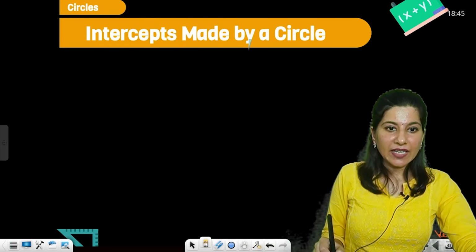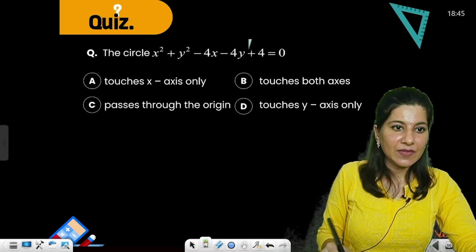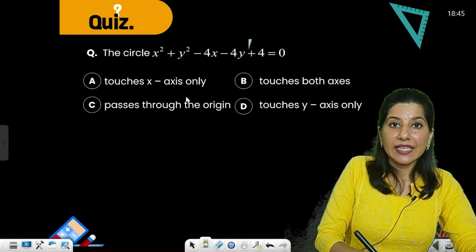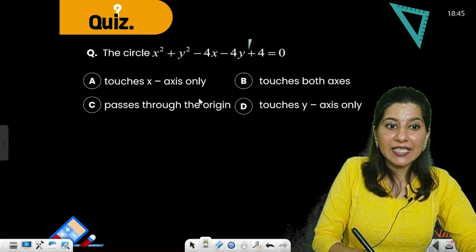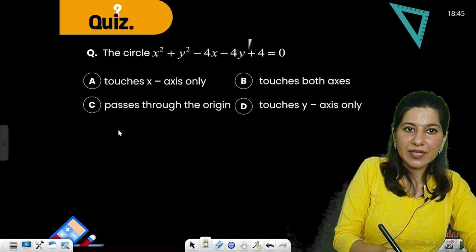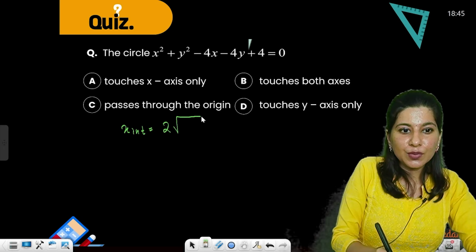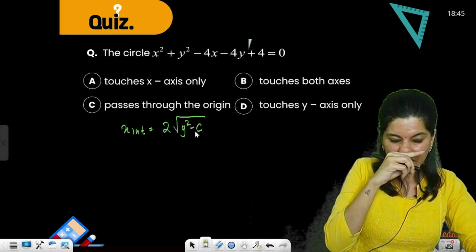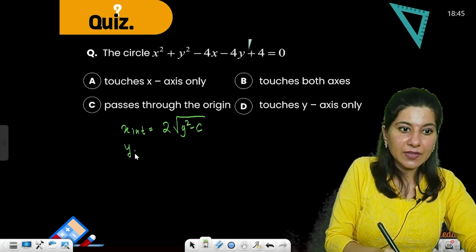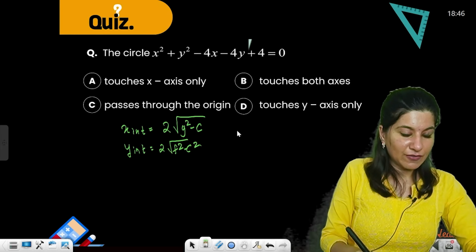Okay. And now we will talk about some more questions. The circle is touching both the axes, passing through origin, touches y-axis only. So here we just need to understand that the x-intercept formula we have to apply: 2 root g square minus c. This is the y-intercept: 2 square root f square minus c. Correct? F square minus c.